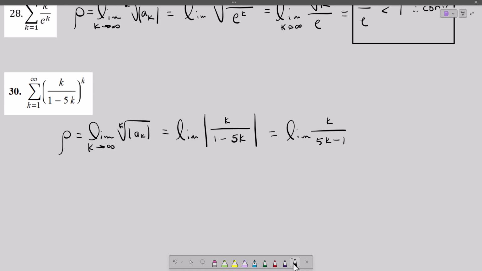Yeah, the 1 is so... Ooh, wait, say that again, Erica? If you left it as 1 minus 5k, then when you get to the limit, you're going to end up with a negative limit though. Yeah, if you left the minus out here, that would give you a limit of negative 1/5 instead, but then you take the absolute value and get positive 1/5. You could do that. That's true.